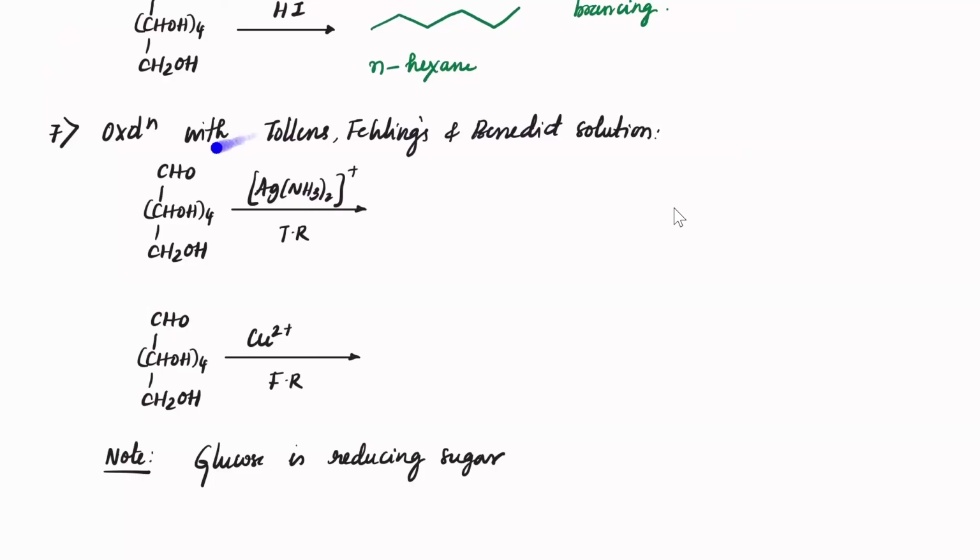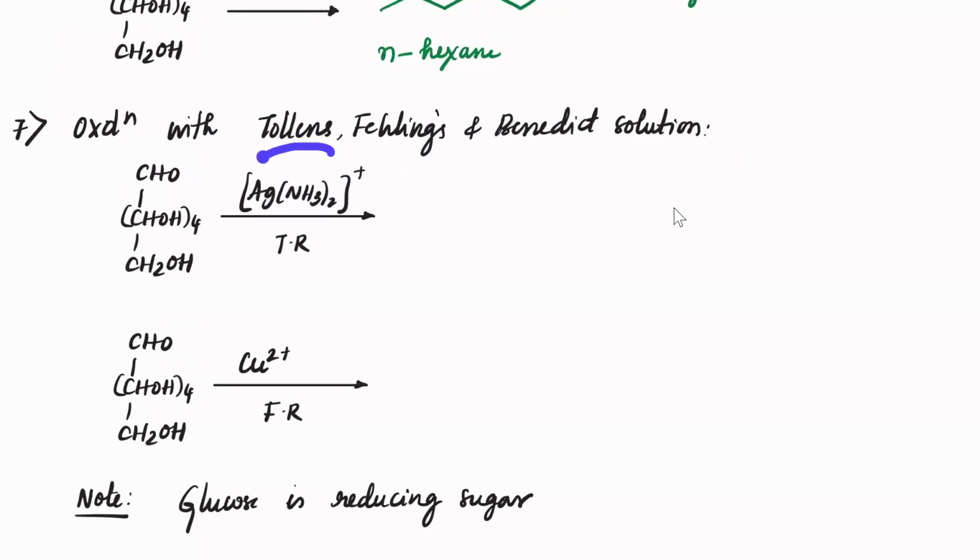Next, oxidation with Tollens or Fehling's and Benedict solution. If you react with Tollens reagent, which is the silver ammonium complex, then this CHO will convert into COO minus, because we learned this in aldehydes already. The rest remains the same, four CHOH and CH2OH. And here silver will get reduced, which we usually call the silver mirror test.